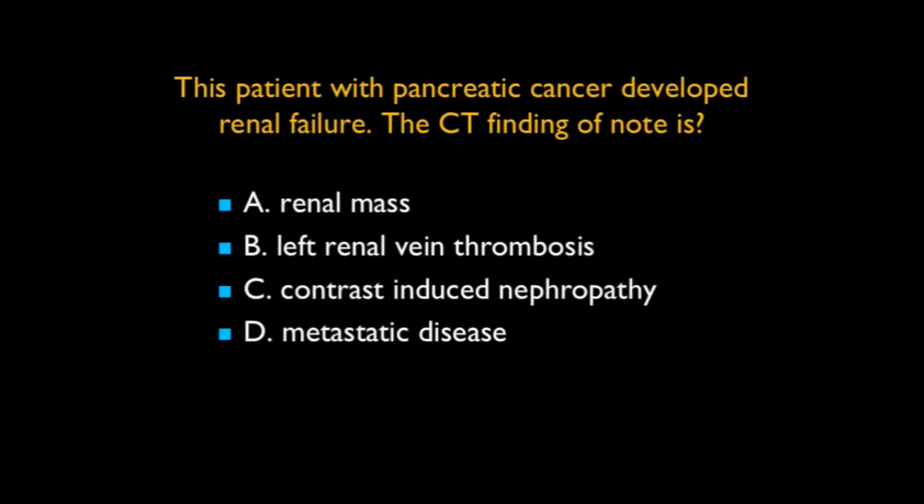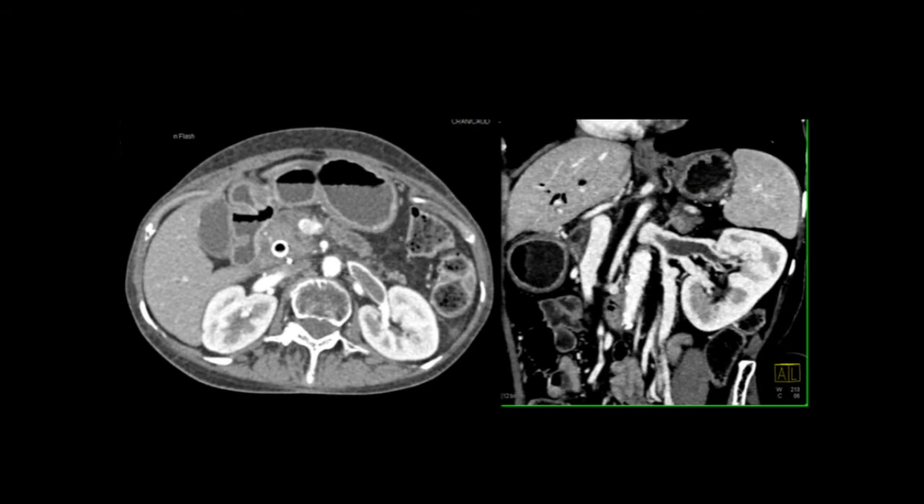This patient with pancreatic cancer developed renal failure, and the question was why? Well, it was felt that this patient had a paraneoplastic syndrome. So I ask you, what CT finding is important? Well, I don't see a renal mass. I don't see contrast-induced nephropathy. You could think about it, but the kidneys seem to have good cortical medullary differentiation, so that's not what I'm thinking. Metastatic disease, I don't see metastasis.